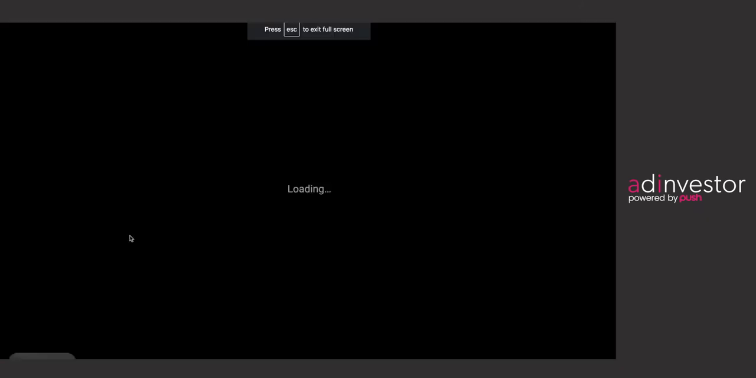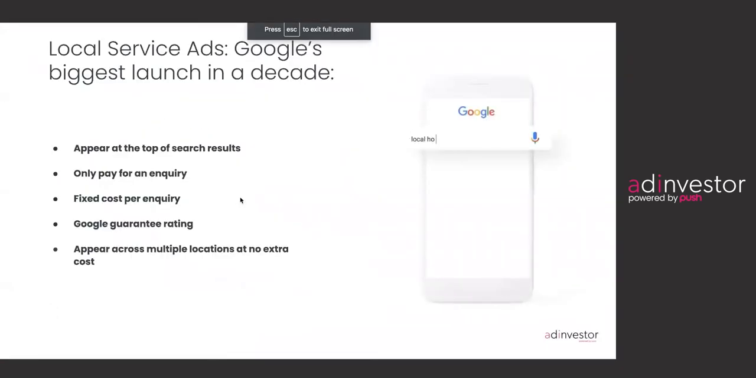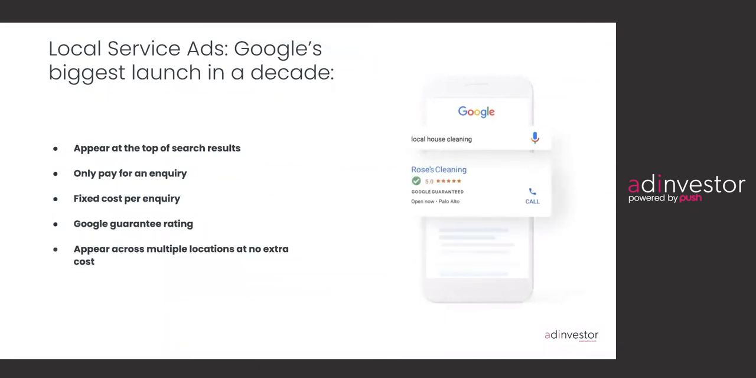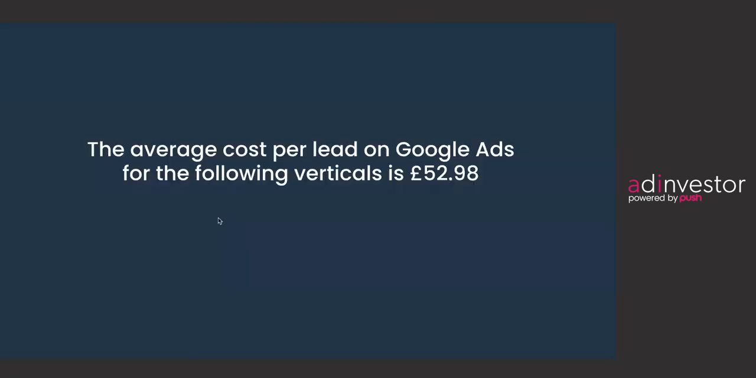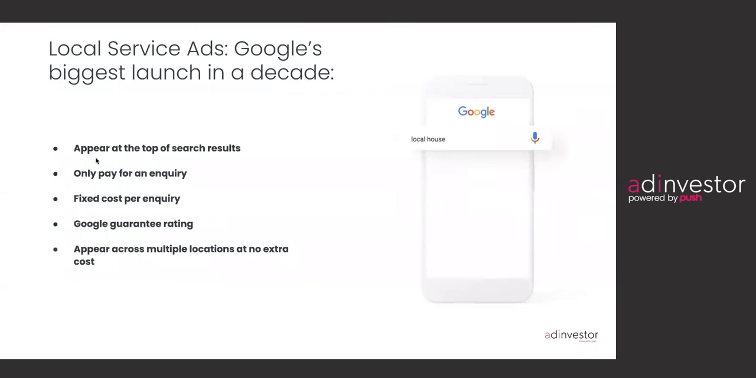So going back to our presentation, what are the big call outs? You appear at the top of the search results. You are only paying for calls rather than clicks. And it is a fixed cost per inquiry, so you can budget accordingly. If you've got a marketing budget, you know how much you are able to spend each month and not be able to breach that budget. There's the Google Guaranteed rating, which again gets you at the top of local service ads, and the ability to appear across multiple locations as well.